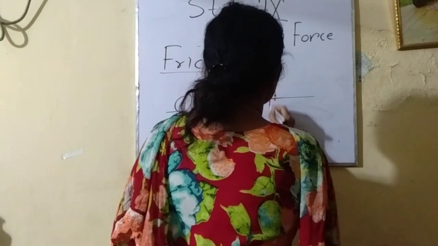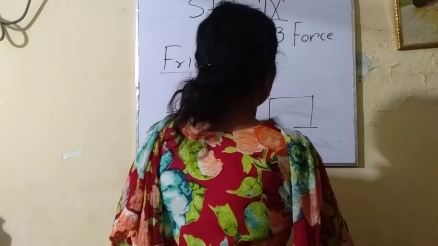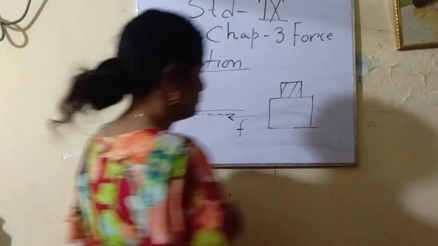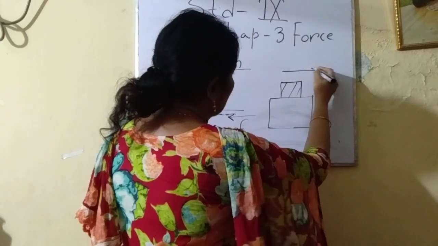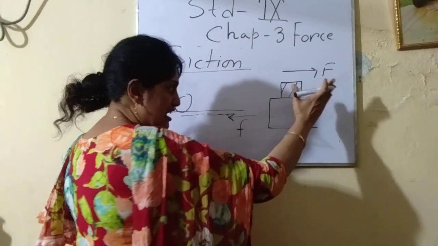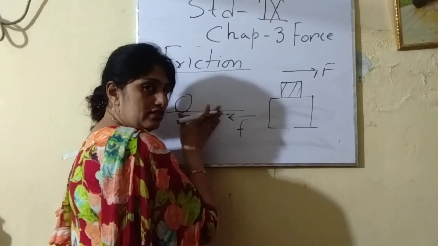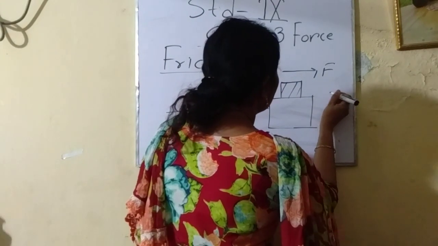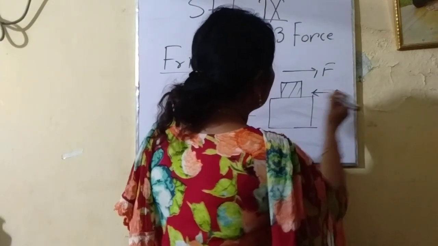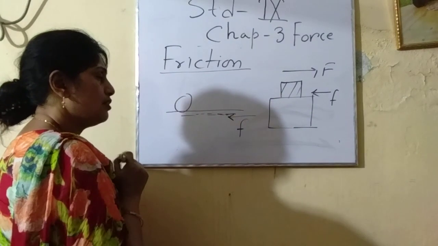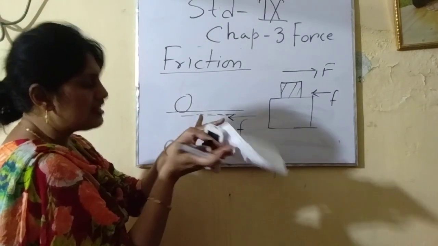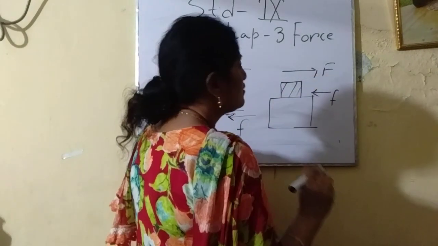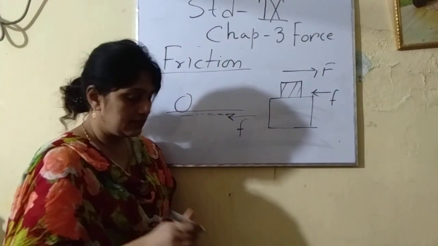Let us draw a table and I keep a box on it. If I apply a force A from left to right to move it on the surface of the table, then from right to left another force will act between the two surfaces. That force is known as frictional force.